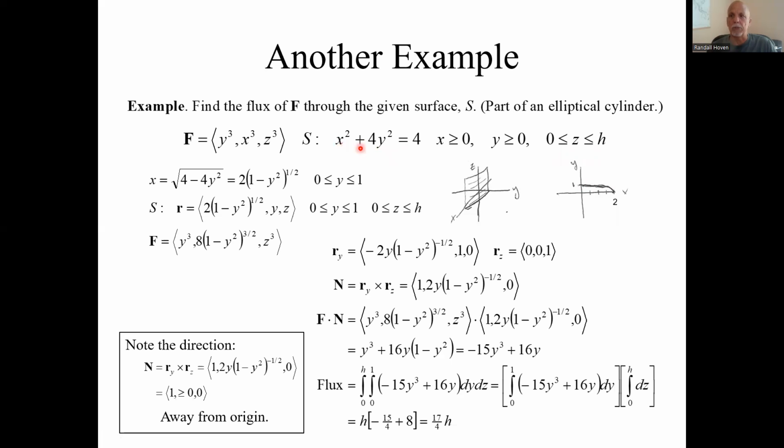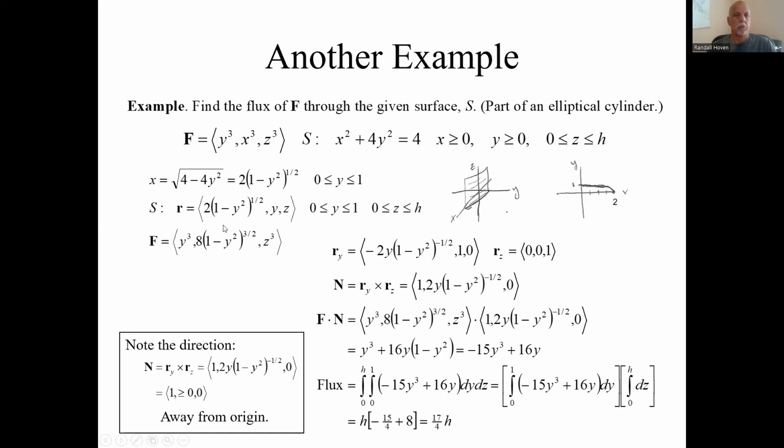I'll put x in terms of y. I'll move the y part to the right, 4 minus 4y squared, and then I'll take the square root of both sides. I can do it because everything's positive here. So I have x equals this expression. I now have x in terms of y. So now it's going to be parameterized in terms of y and z. Two parameters. And y will go from 0 to 1. z will go from 0 to h.